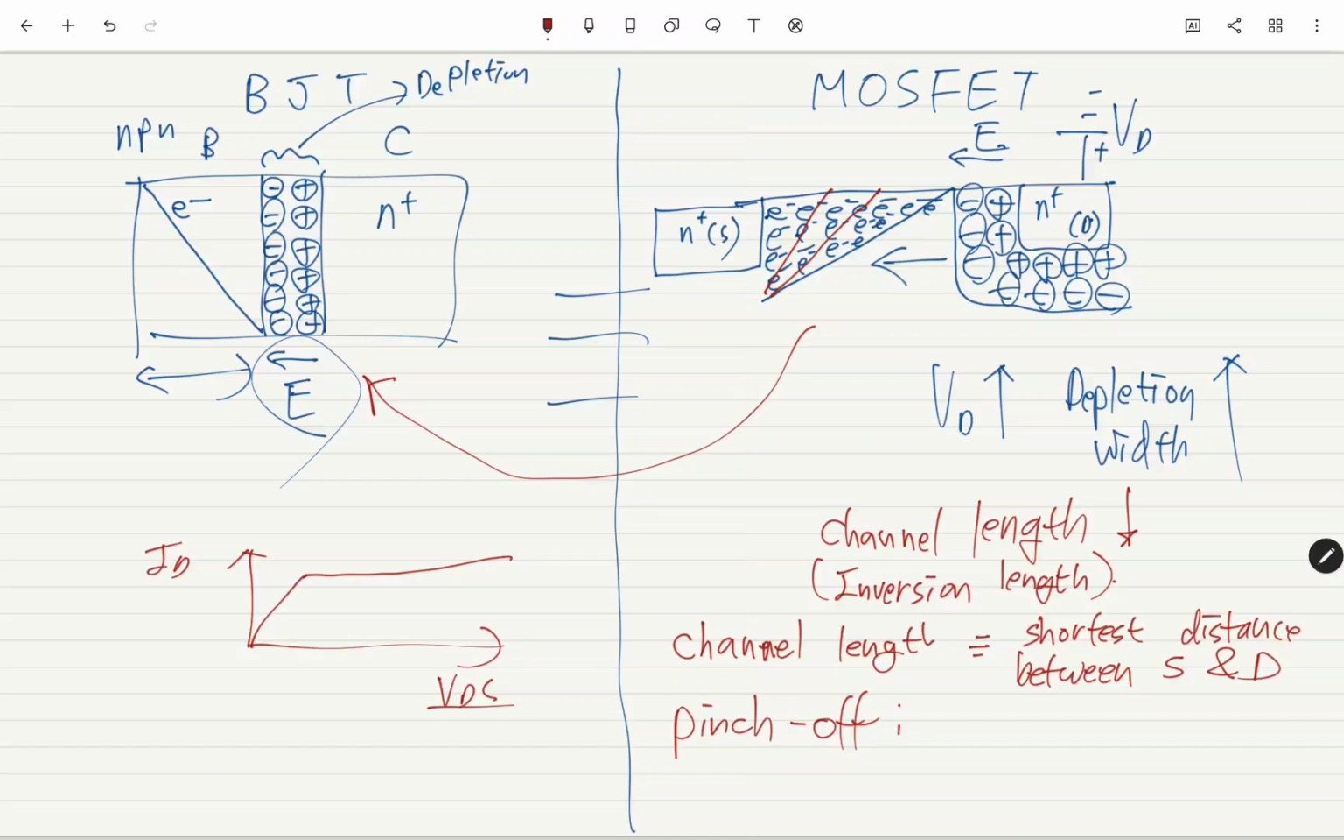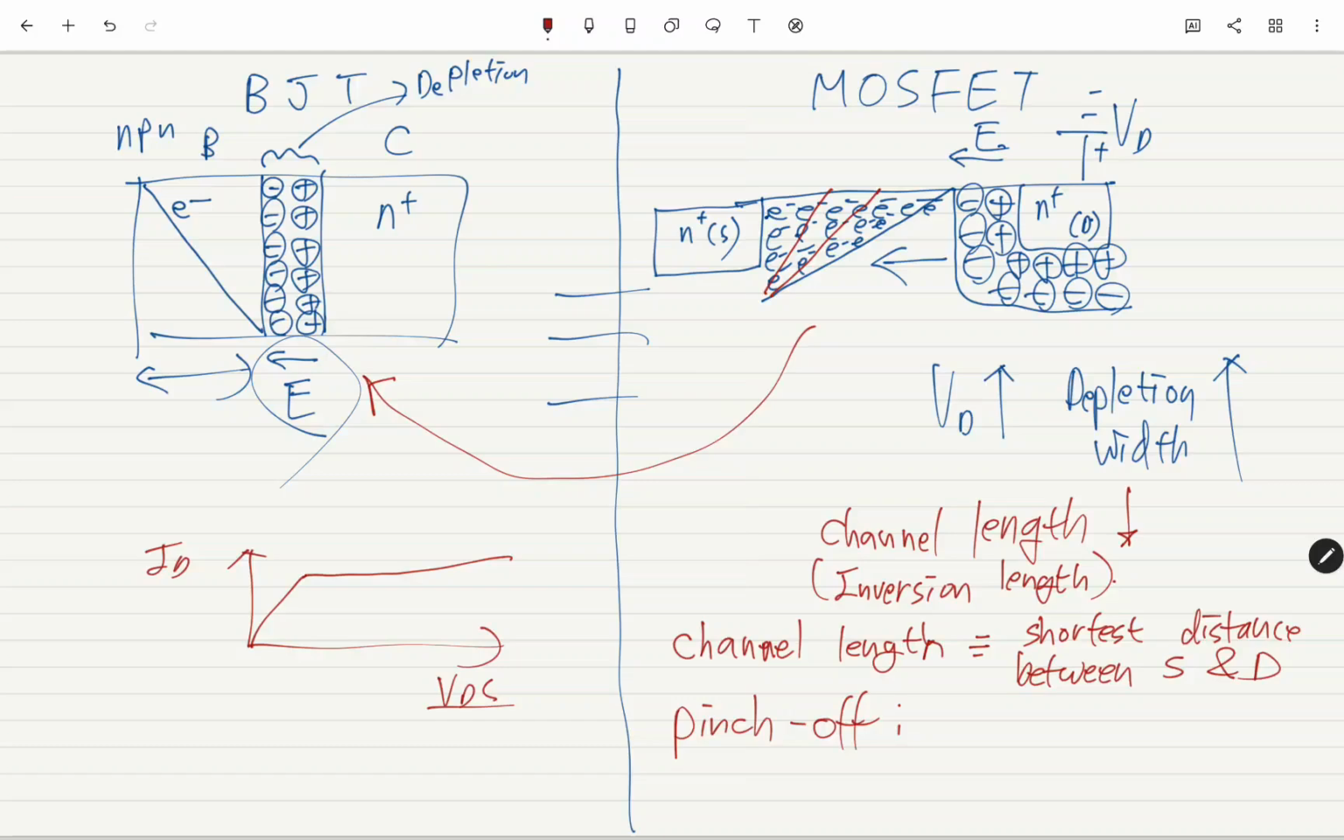Okay? Do not try to remember anything. You have to digest what I'm talking about. So here, in this case, by applying VDS, we can modulate the channel length. Therefore, there is a slight increment of current. We call that channel length modulation. So you guys know the difference between pinch off and the channel length modulation, right? It's different, okay? What is the difference? I hope you know that.